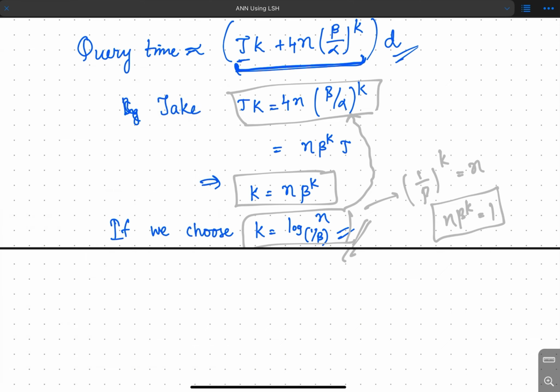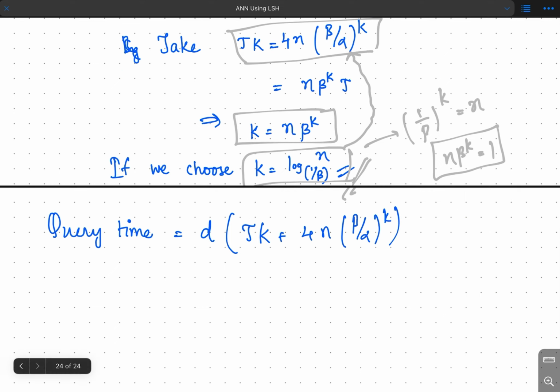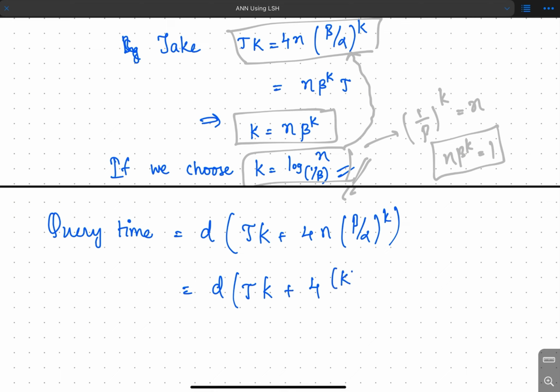In this case, the query time would be some d times tau k plus 4n (beta/alpha)^k. Let's see what this thing is. This will be d times tau k plus 4, where k is chosen as log n to the base 1/beta. So beta^k times n will be 1. So the 4 and the 1 we will upper bound very trivially using k.